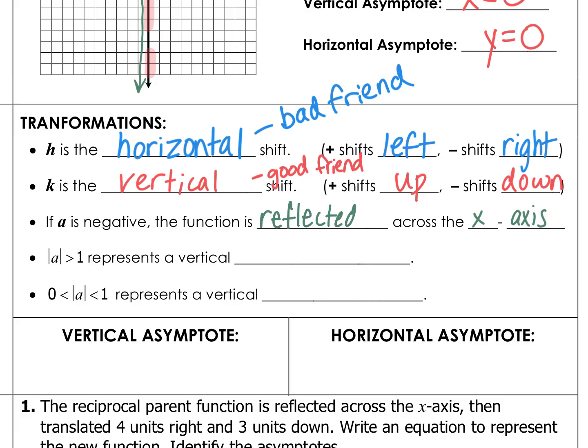So once again, the sign of A just tells me if it's positive, it does not reflect. If it's negative, it does. Now we're talking about the digit of A. If that digit is bigger than 1, it's a vertical stretch. And if it's less than 1, compress or shrink. Let's put both because we need to know both. They're synonyms.